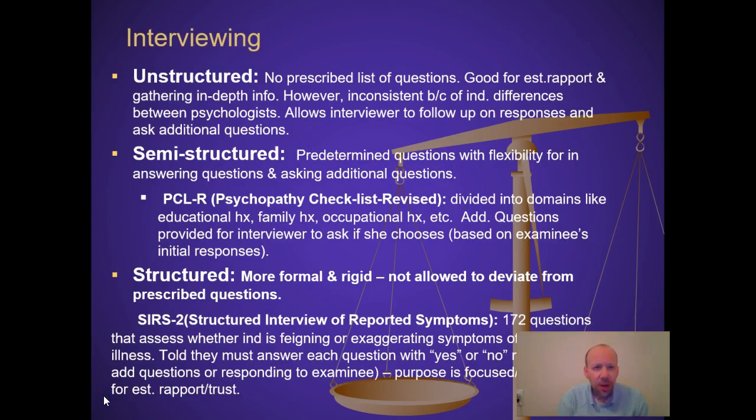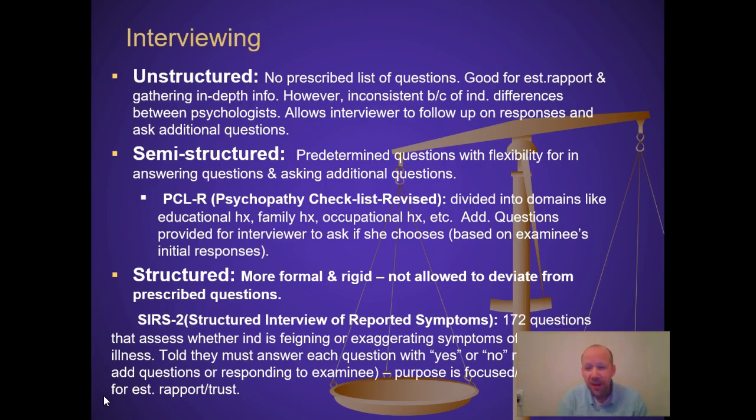When interviewing, there are different types of interviews. Unstructured: there's no script to it. It's good for establishing rapport and gathering information in a kind of casual conversation. However, it's inconsistent because of individual differences between psychologists. It allows the interviewer to follow up on responses and ask additional questions.